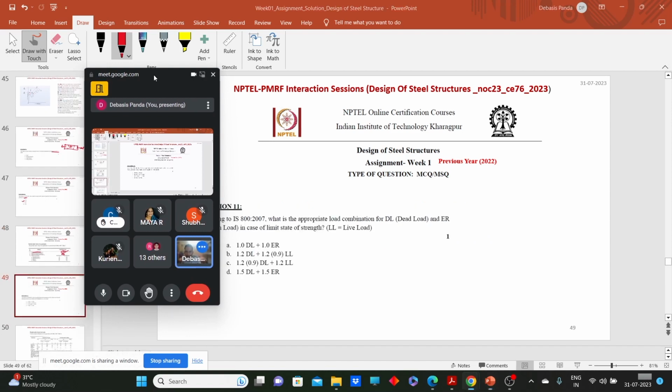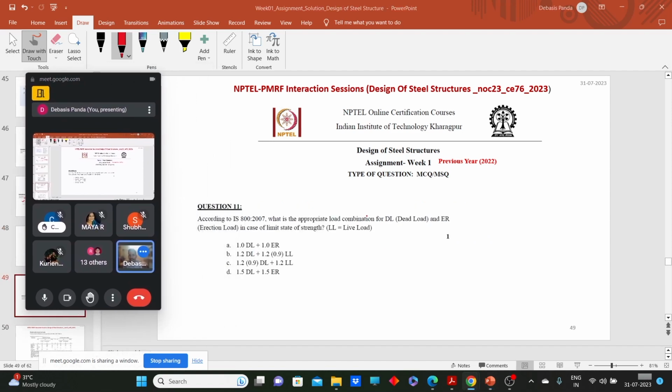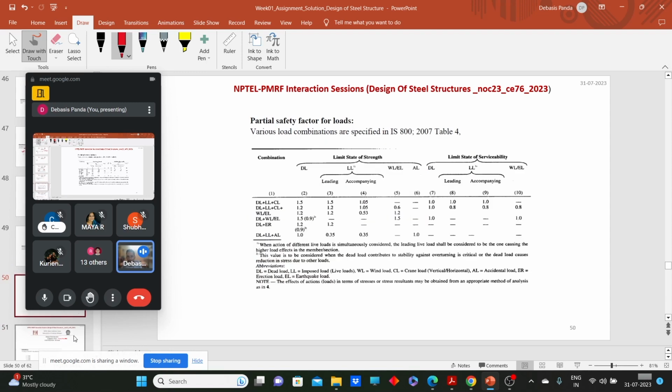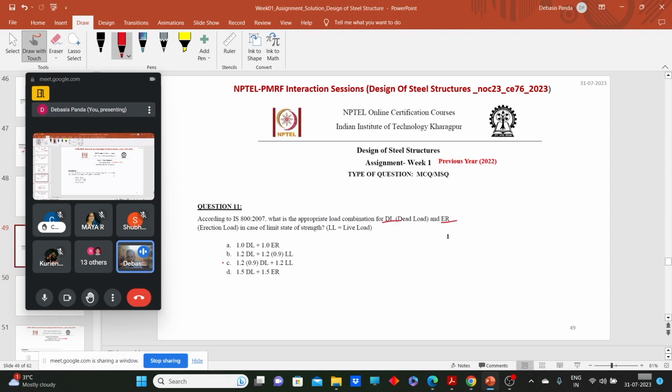Next. Okay. Now this is the load. What is said? Dead load, reaction load. So what will be that? So let's go to the code. So here we have dead load and that reaction load. So what is the value? 1.2 and 1.2. So what will be the correct answer? C.